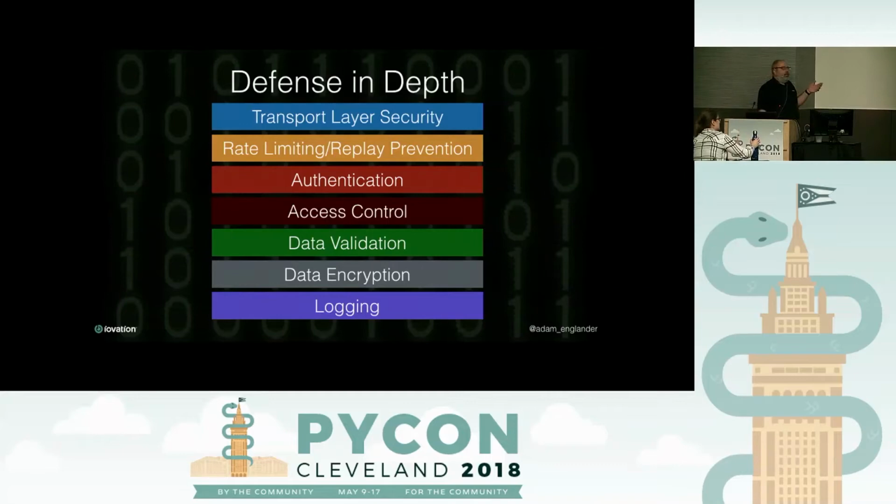So for an API, defense in depth means a few things here. It's transport layer security in the front, rate limiting and replay prevention, authentication, access control, data validation, data encryption, and logging. And logging actually doesn't fit real well at the very bottom. It's kind of on the side because every layer probably should be doing logging so that you can actually see what's going on.